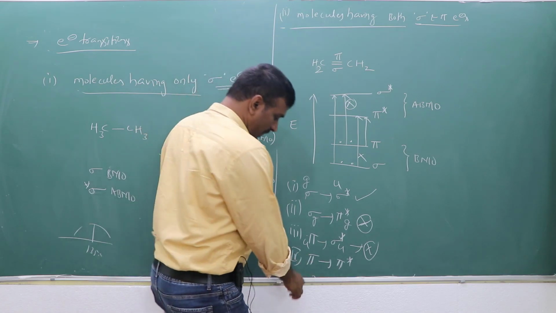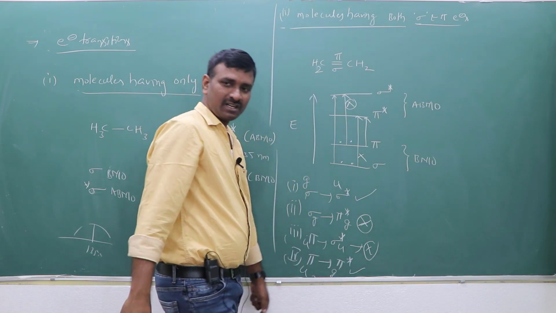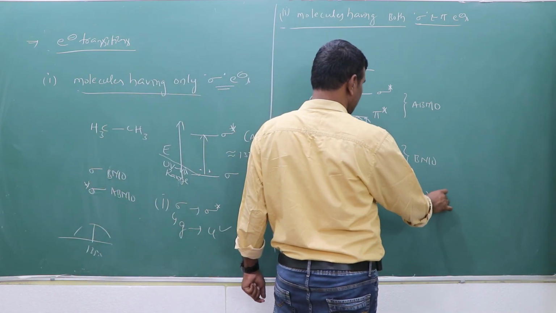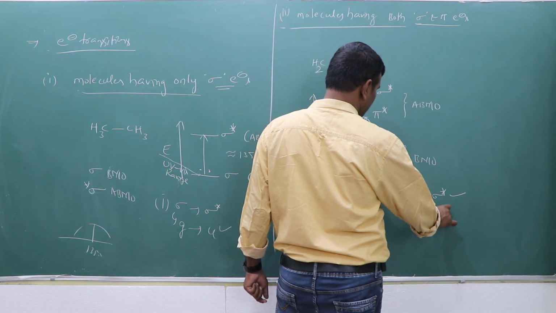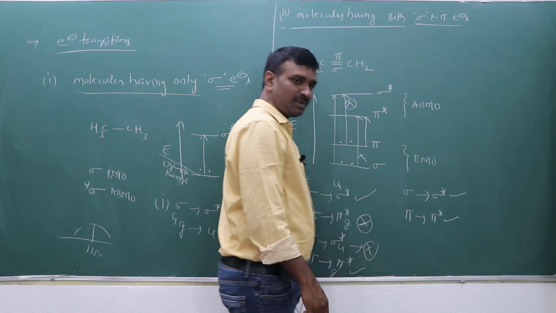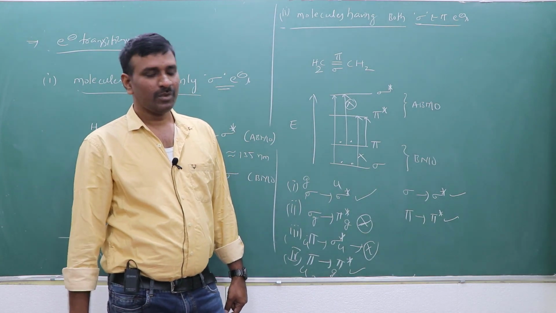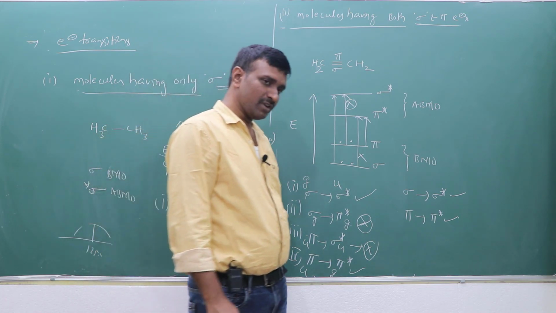Next, pi is ungerade. Pi star is gerade, a different symmetry, so it is possible. Out of these, how many transitions are possible? Sigma to sigma star is possible. Another one is pi to pi star, which is possible. The remaining ones are not possible. Only sigma to sigma star and pi to pi star are possible. Only two transitions will be possible.